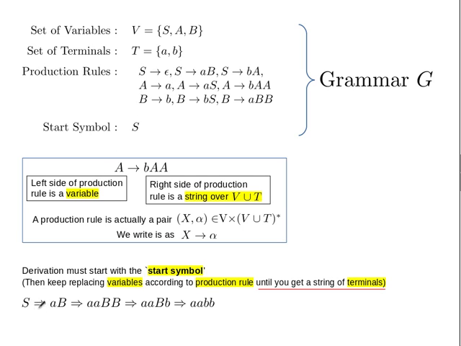For example, here I am using this rule, and in the next step I am just replacing this B. This B is being replaced by ABB, so I retain this A, and just this B is replaced by ABB. Then this capital B is being replaced by this thing, and again this capital B is being replaced by this thing. So I have a derivation of this string starting from S. This is the rule: the derivation must start with the start symbol, and then we keep replacing variables according to the production rules until we get a string of terminals. This is important. Our goal is to finally get strings of terminals.